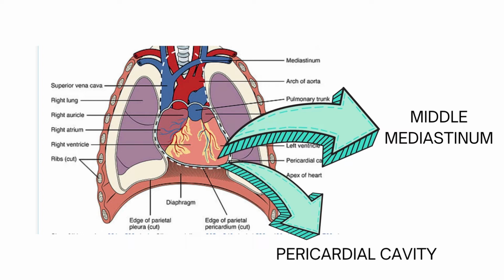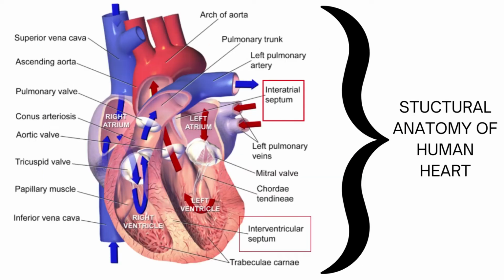in a frictionless environment. We can divide the heart into two parts, right and left. The right and left parts are divided by a structure called the septum. The septum is further divided into the interatrial septum, which separates the two atria, whereas the interventricular septum separates the two ventricles.